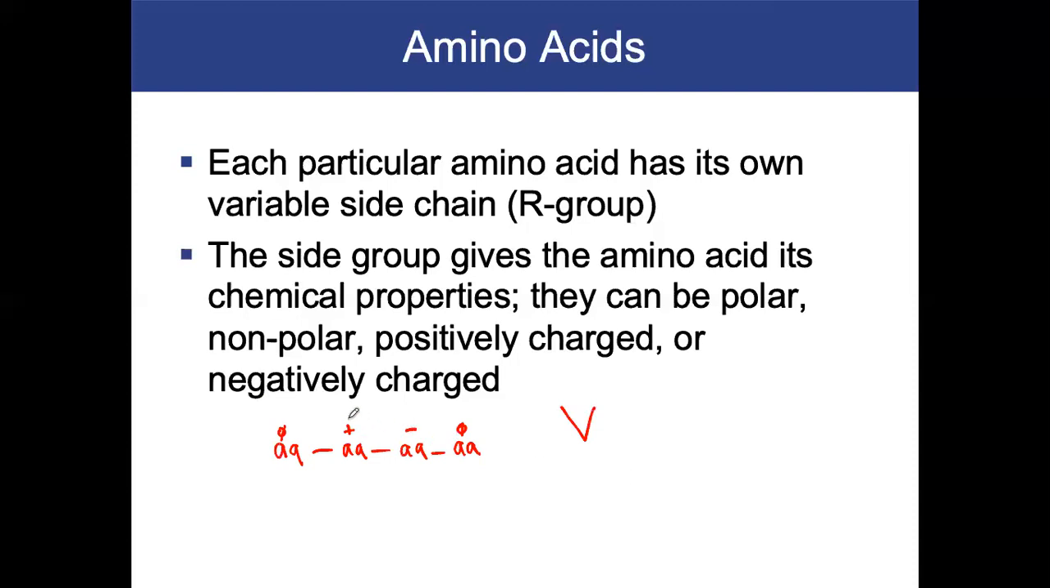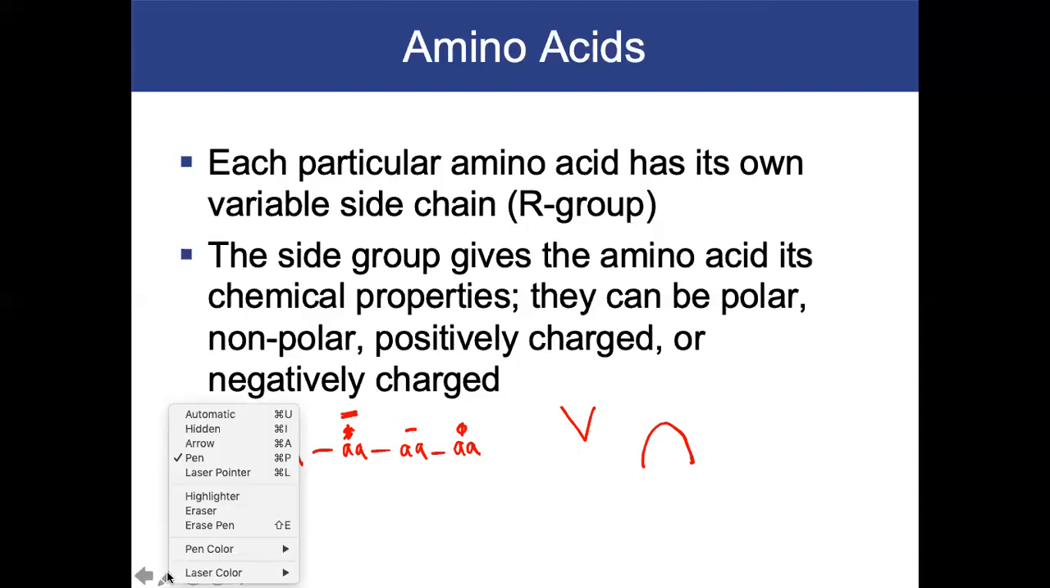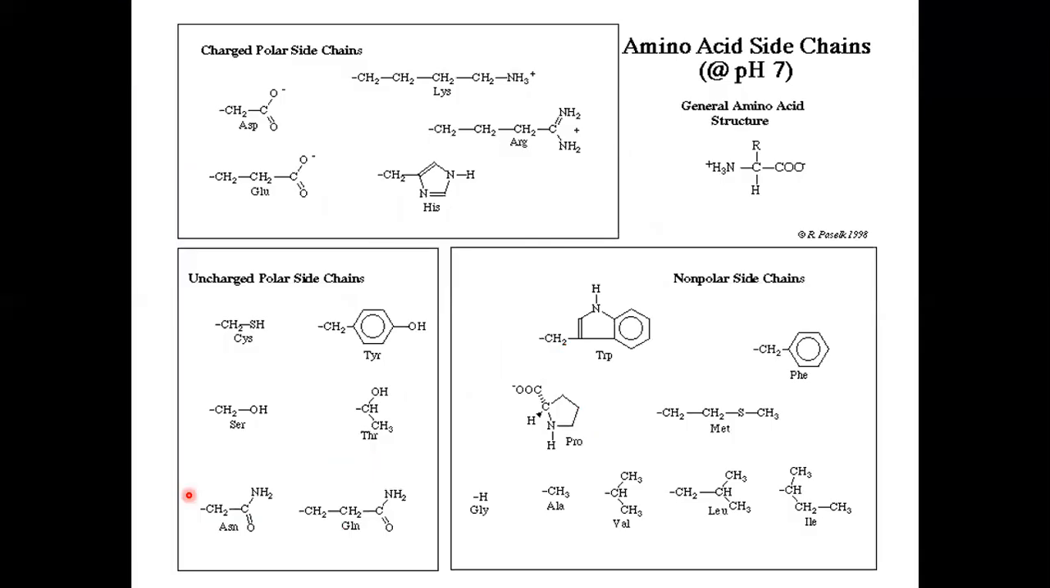If this was a negative group and that was a negative group, what would happen? They would repel each other, so they'd sort of fold like that. So the charges on those R groups are going to help that protein start folding. Think about if it's an enzyme. It has a specific shape. If it's a hormone, it has to have a specific shape to bind to your cells to cause some type of change, and that's dictated by those R groups.